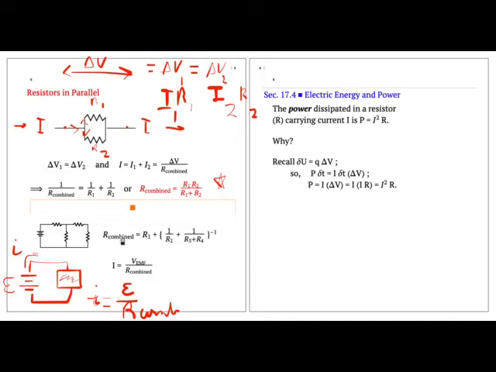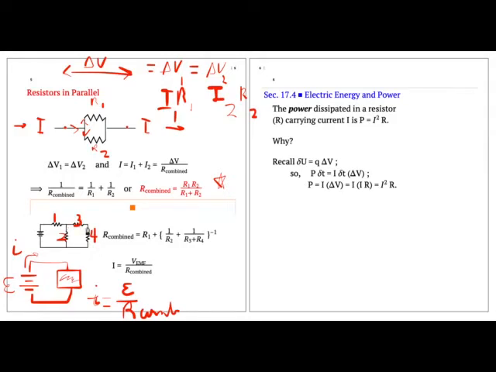R combined is R1 plus 1 over R2 plus 1 over R3 plus R4, that combination to the power minus 1. Why? Because here's R1. Well, let me just put the number. Here's R1. Here's R2. Here's R3 and R4.